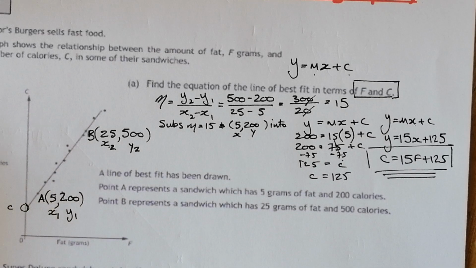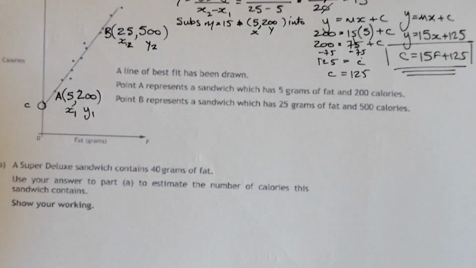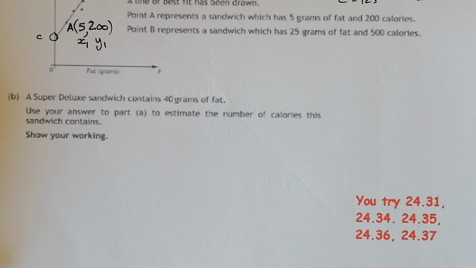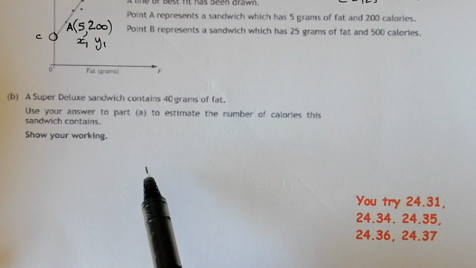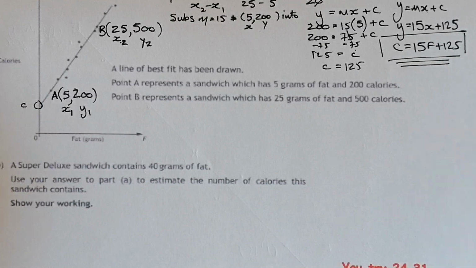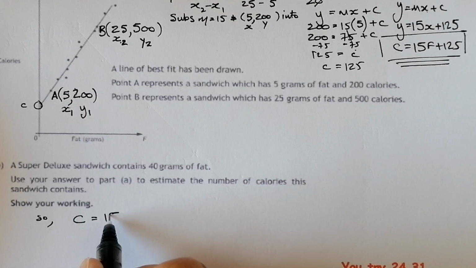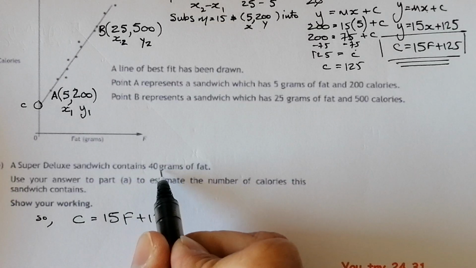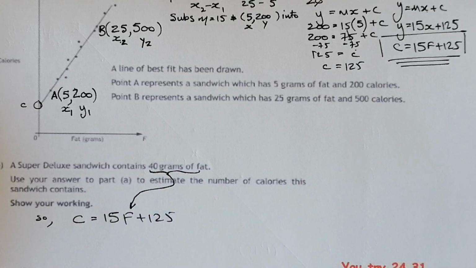Right, so for part B, usually a part A, part B, work out the equation of the line, and for part B, what we have is a super deluxe sandwich contains 40 grams of fat. Use your answer to part A to estimate the number of calories the sandwich contains. So what I'm going to be doing is using the equation that I've worked out in part A. So I'm going to start with that. So what we've got here is c is equal to 15f plus 125. What I'm going to do is substitute 40, so that 40 that's there, straight in there, okay.